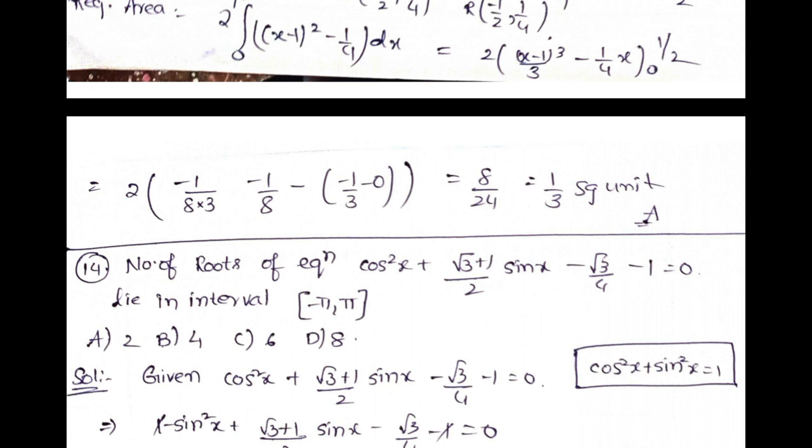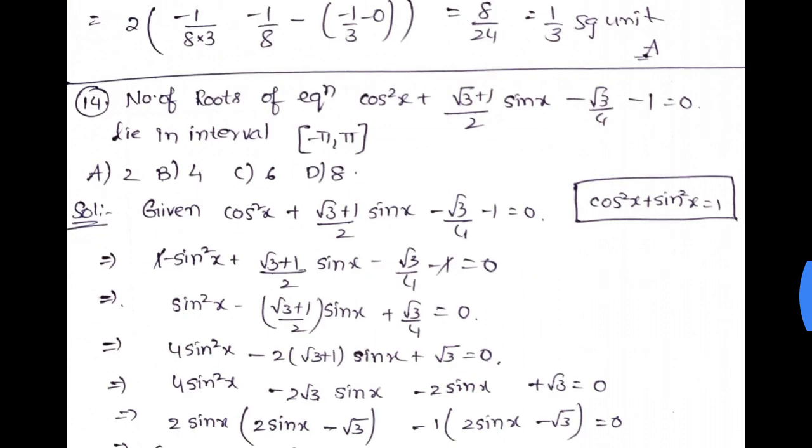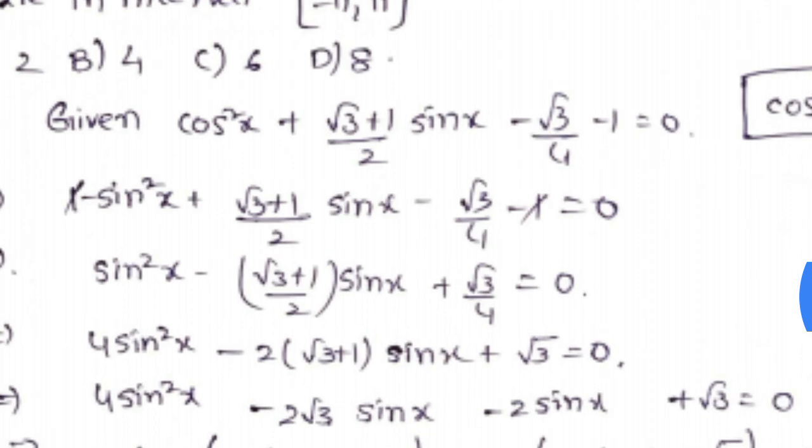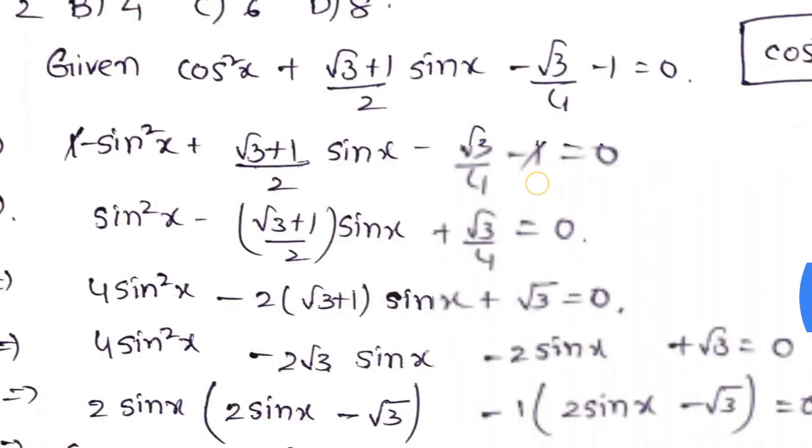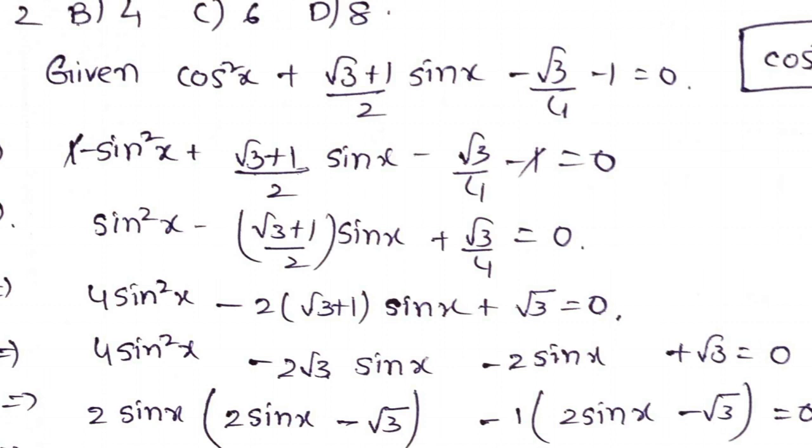Now, the basic formula of trigonometry, we are applying this formula. What's that? Cos square x plus sin square x equals 1. So applying this formula we get 1 minus sin square x, and this 1 gets cancelled. You can see here on the screen. Sin square x minus (root 3 plus 1)/2 sin x plus root 3/4 equals 0. Now we are multiplying the whole expression by 4.